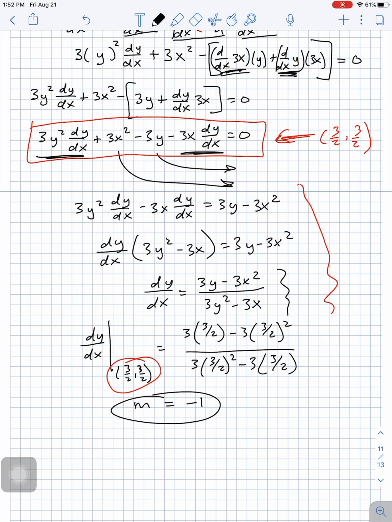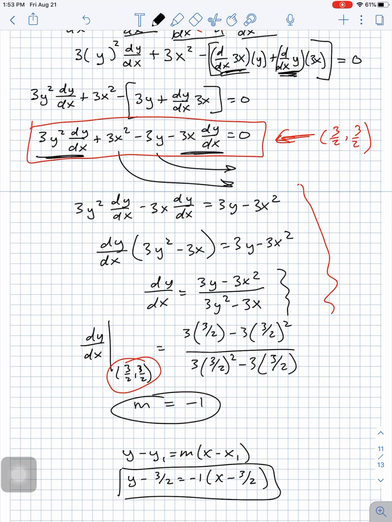And now my last step to find the equation of the tangent line is just to plug in to either my point slope form or my slope intercept form. It doesn't matter. Yes, and that's my equation of the line. It looks a little bit different in slope intercept form, but it's all good. Either way is fine with me. That's the equation of your tangent line.